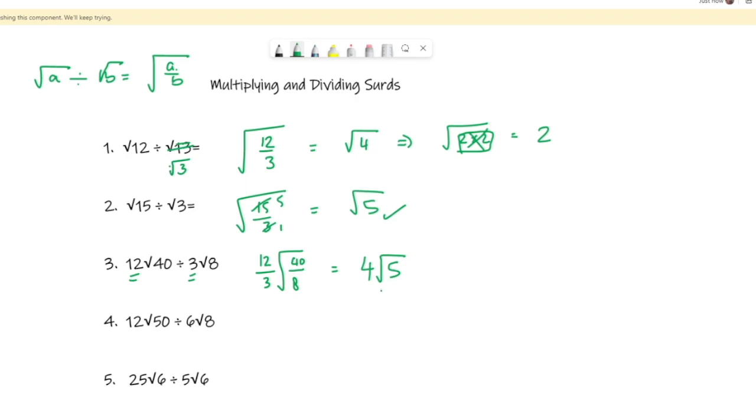Because it's a prime number, you cannot factorize a prime number anymore. If you factorize a prime number, it will give you 1 times 5. It will stay 5, you know. You can't factorize it anymore, because 1 is not a prime number. So let's do the next one.